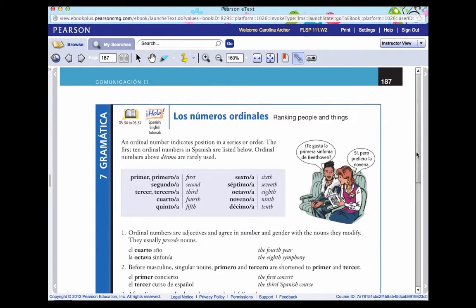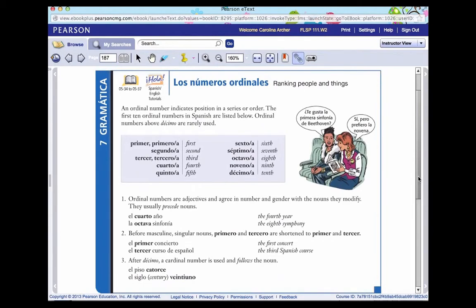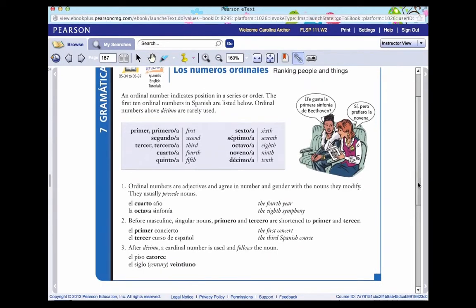ordinal numbers. Ordinal numbers indicate position in a series or order. Okay, first, second, third. Okay, the first 10 ordinal numbers in Spanish are listed below here, and ordinal numbers above tenth, above décimo, are very rarely used. Okay, so it's good news because you just have to learn 10. Okay, so ordinal numbers are adjectives and agree in number and gender with the nouns that they modify. Okay, they usually precede the noun, so they come before the noun.